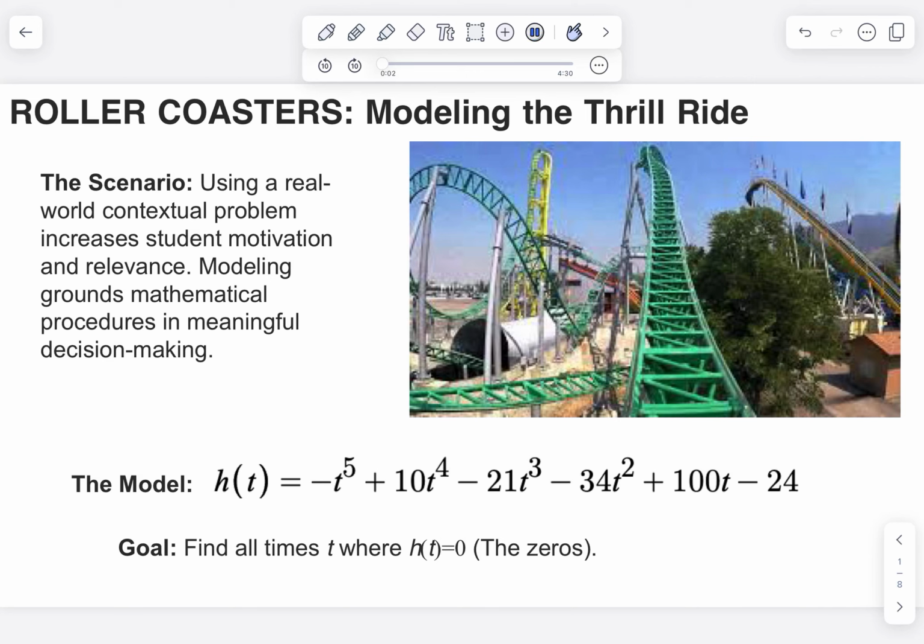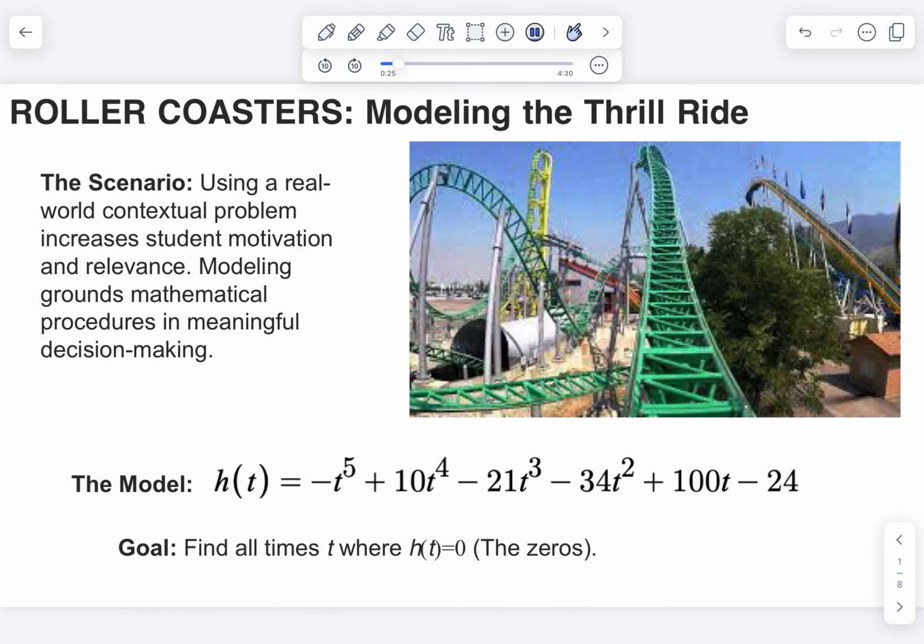Hello, class. Today we're stepping into the shoes of roller coaster designers. Our mission is critical. Analyze a proposed roller coaster track segment modeled by a fifth-degree polynomial. Our main task is to find all the times t when the coaster car is exactly at ground level, meaning when h(t) equals 0. In other words, we're finding all the zeros of the polynomial.